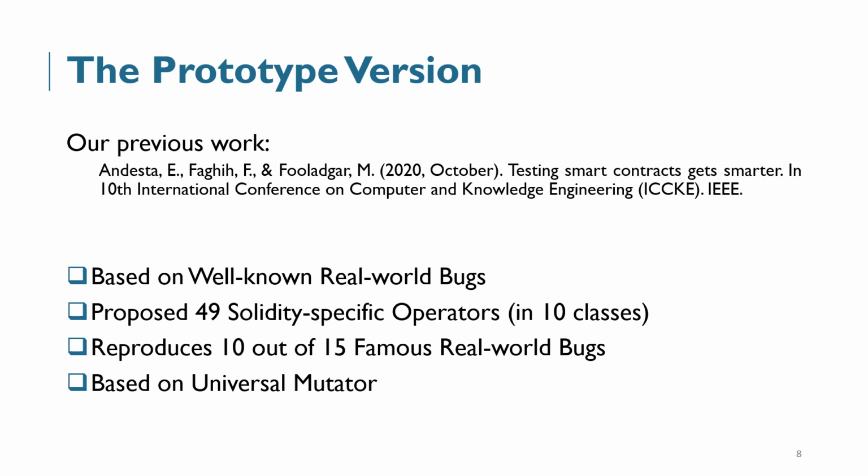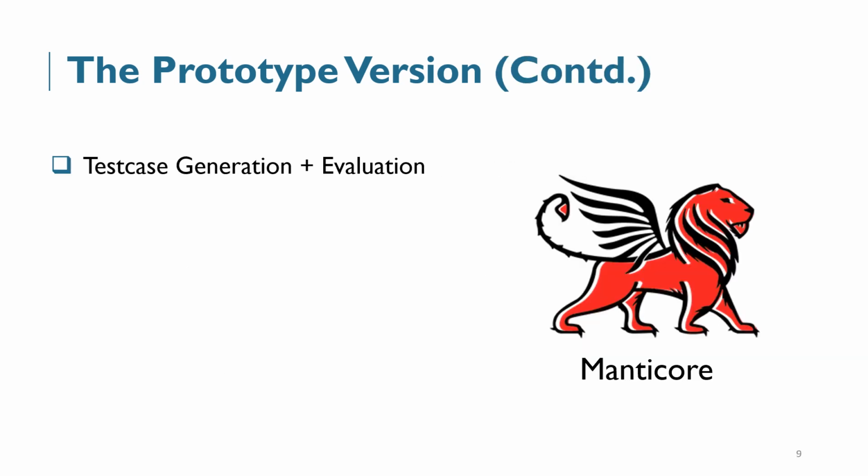As regex-based tools are highly extensible for adding new mutation operators, TestSmart uses this tool as its engine for mutating smart contracts and generating lists of mutants. Also, we chose, but are not limited to, Manticore for automatically generating test suites and evaluating test cases based on the generated mutants in our prototype version.